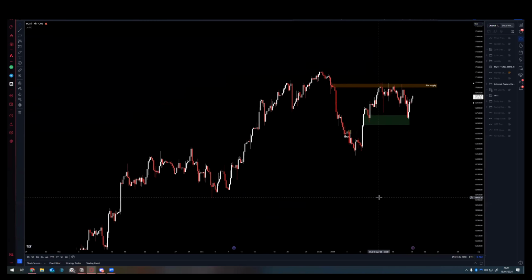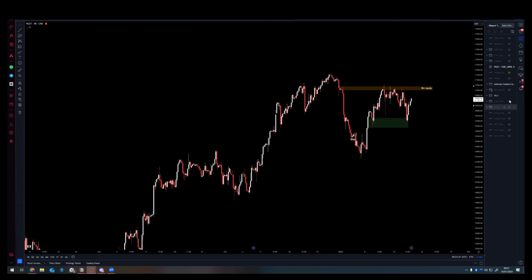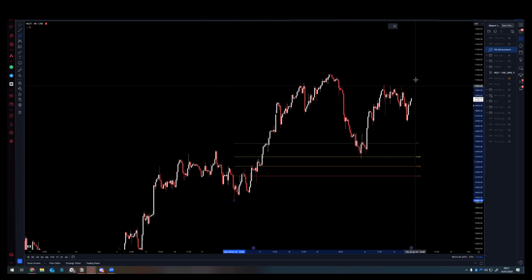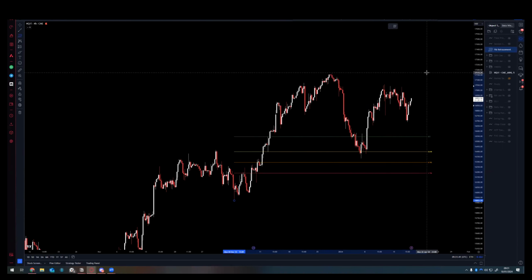It tells me where the market's trying to go. So from the 4 hour perspective, let's get rid of that. I see this as my swing range. I see that low and that high.